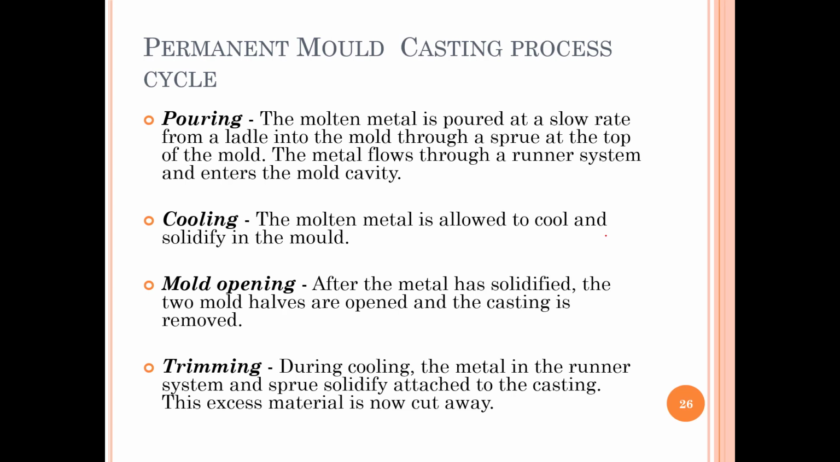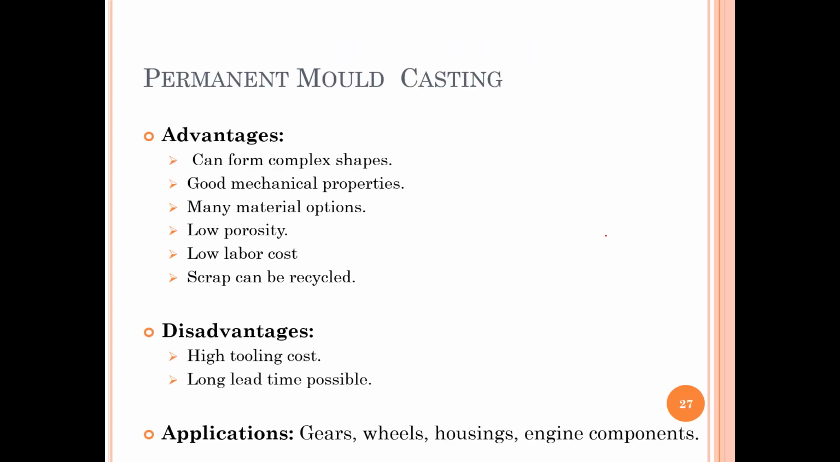Then pouring. We have to pour the metal at a slow rate from the ladle into the mold. The molten metal flows through the runner system and enters the mold cavity. Cooling, we have to allow the molten metal to cool and solidify. Mold opening, after the metal has solidified, the two mold halves are opened and the casting is removed. Trimming, the excess material is removed in this process.